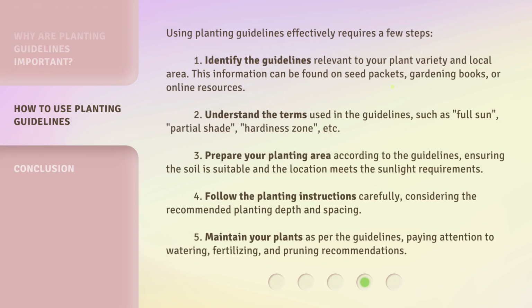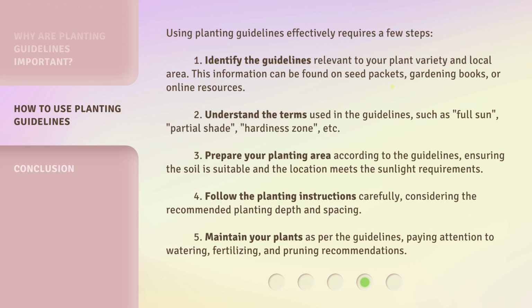Using planting guidelines effectively requires a few steps. 1. Identify the guidelines relevant to your plant variety and local area. This information can be found on seed packets, gardening books, or online resources. 2. Understand the terms used in the guidelines, such as full sun, partial shade, hardiness zone, etc.